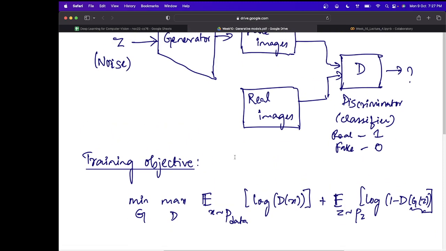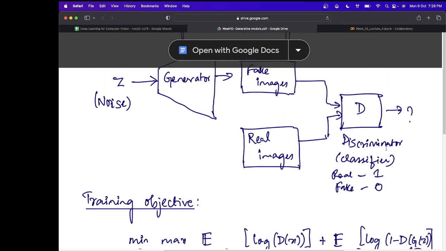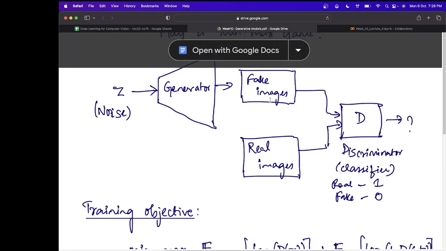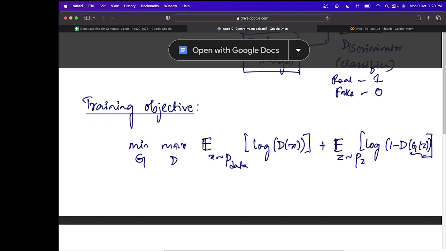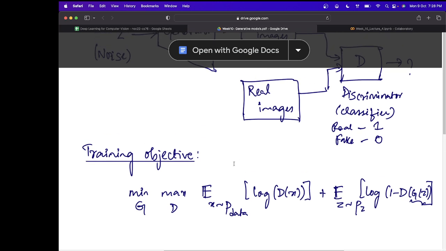So we'll quickly go through the training objective also. So we have two things here, right? The generator and the discriminator. So both have their own agendas. The agendas are pretty opposite of each other. The discriminator wants the images to be correctly classified. The generator wants to confuse the discriminator. It wants to generate fake images in such a way that the discriminator is no longer able to distinguish between these two. Right.